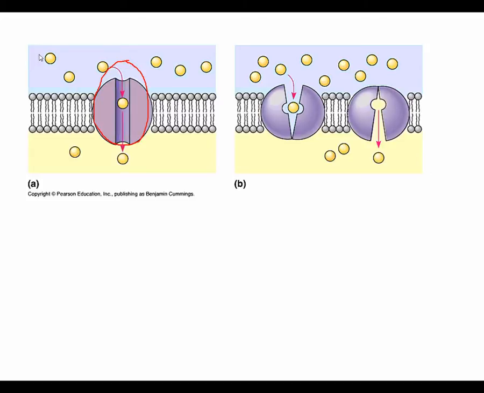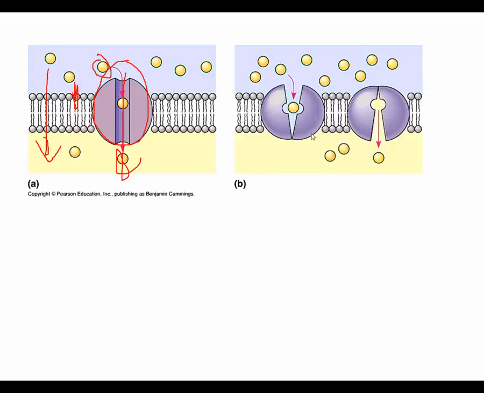It's still going from the high concentration to the low concentration, so it doesn't require any energy. It's just that these molecules are a little bit larger. They can't travel through the cell membrane. They have to use these proteins to travel through. So this is referred to as facilitated diffusion.